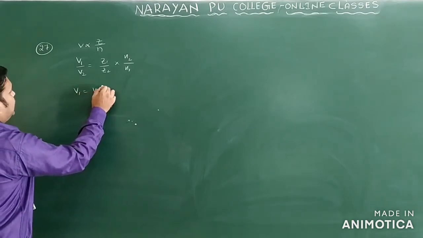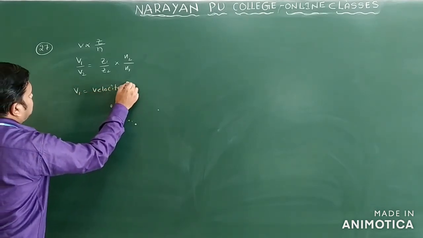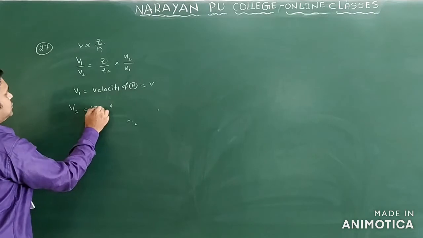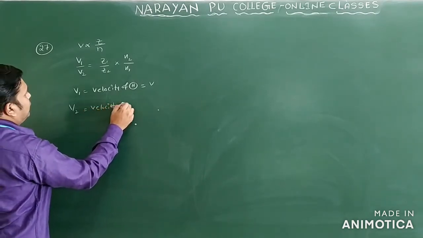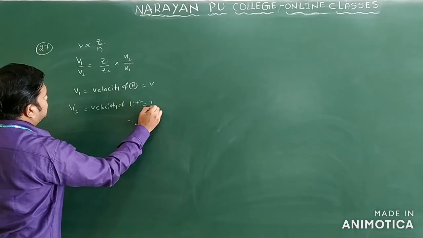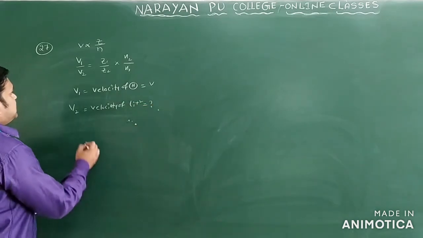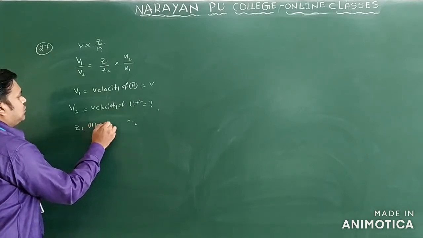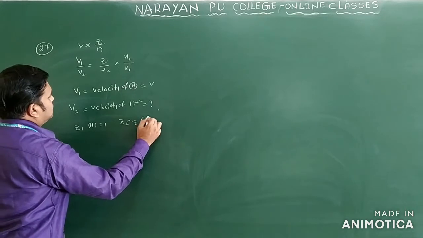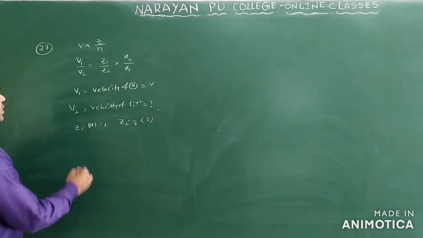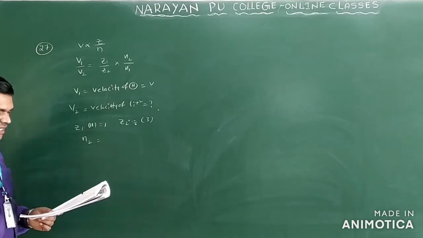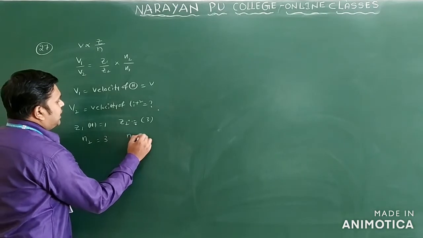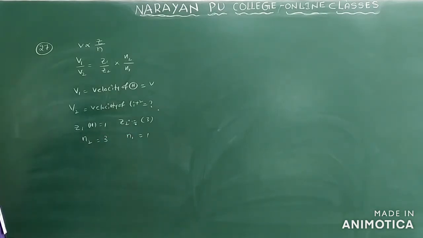V1 means what here? V1 is equal to the velocity of hydrogen. That is given as V only. V2 is the velocity of Li+2, which you have to find. Z1 is the atomic number of hydrogen, that is equal to 1 only. Z2 is the lithium atomic number, 3 only. Here N2, we have the third orbit, so N2 is equal to 3, and N1 is equal to 1 only. All the values are there.